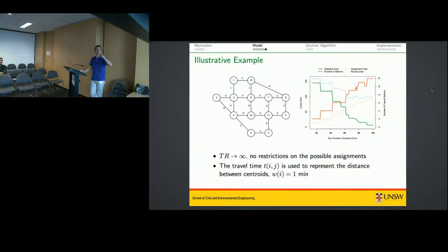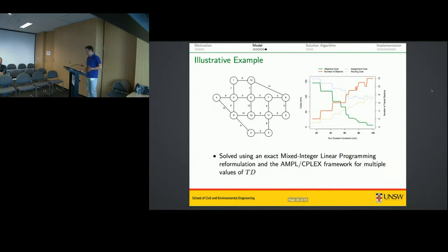The travel time is used to represent the distance between centroids. So we don't use distance, we only use travel time in this problem. And we use a dwell time of 1 minute. The figure on the right-hand side shows what we have obtained by solving that with the AMPL simplex framework for multiple values of the tour duration constraints.